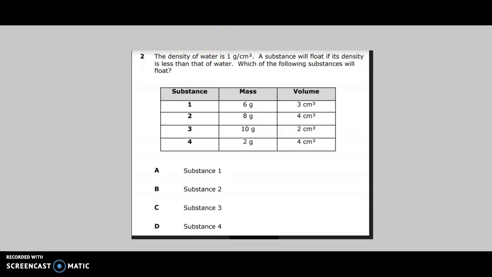So this is when you have to remember how to calculate our density. So density, if you forgot, density equals mass divided by volume. So you're going to have to go through our table here and divide the mass by the volume and figure out, is it less than 1? Which of these would be less than 1?